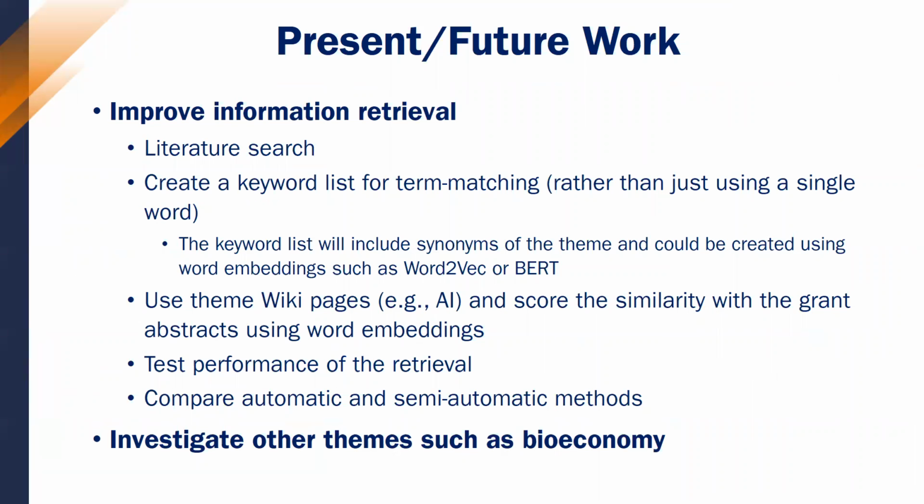So for present and future work, we plan to improve our information retrieval. We have an ongoing literature search to see how others are solving this problem. We'd also like to create a keyword list for our term matching. That would include synonyms of the theme as well. And we'd like to use themed wiki pages. So in other words, the AI wiki page as our ground truth, and then score that similarity with each grant abstract. So we can do this and add synonyms to the keyword list by using word embeddings.